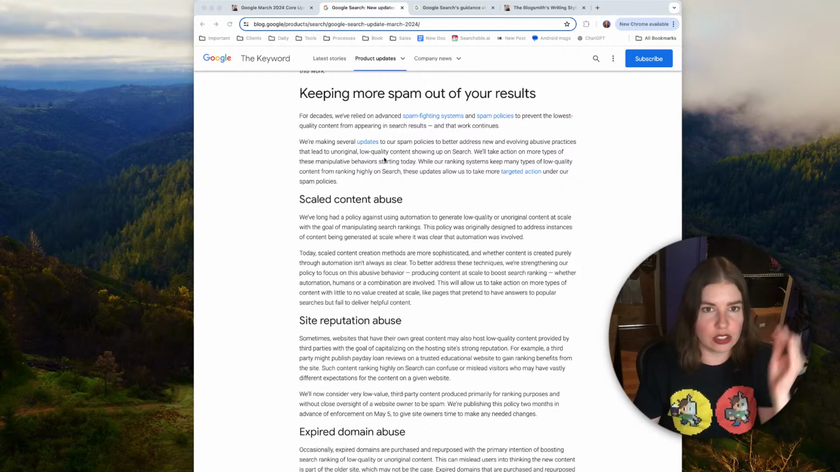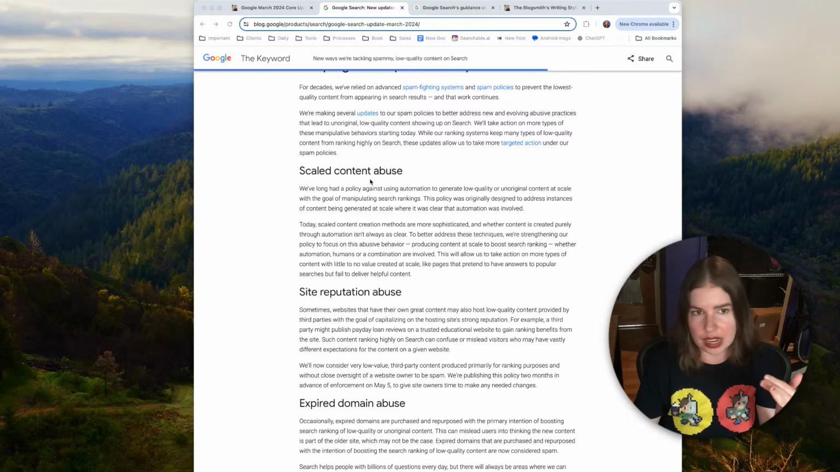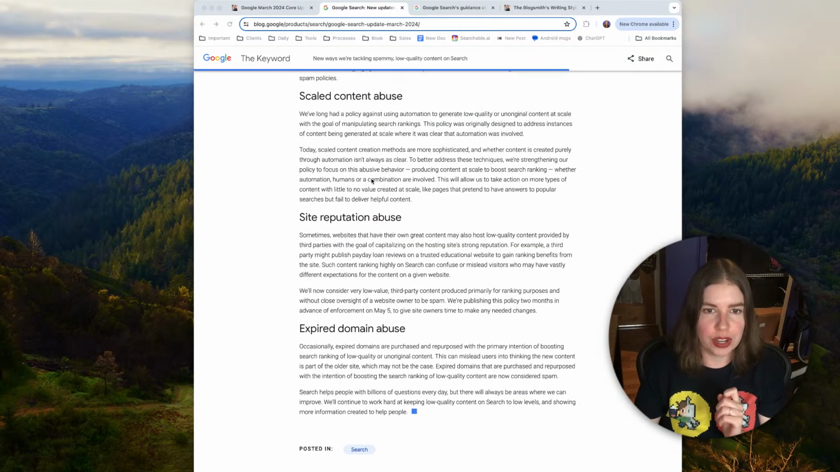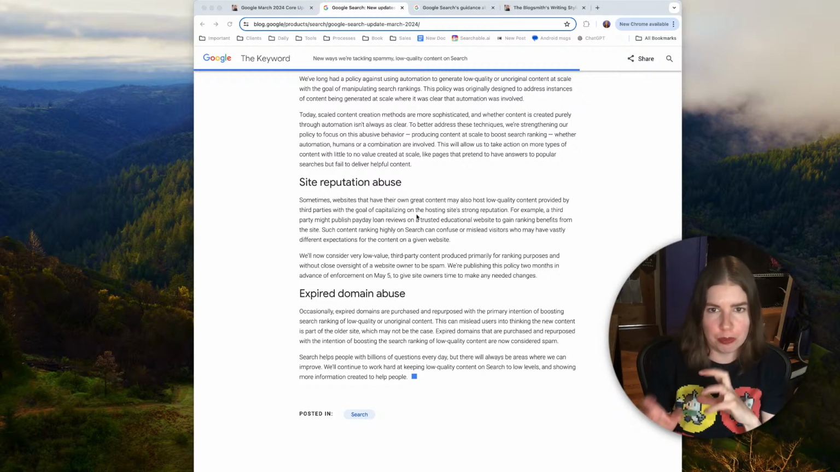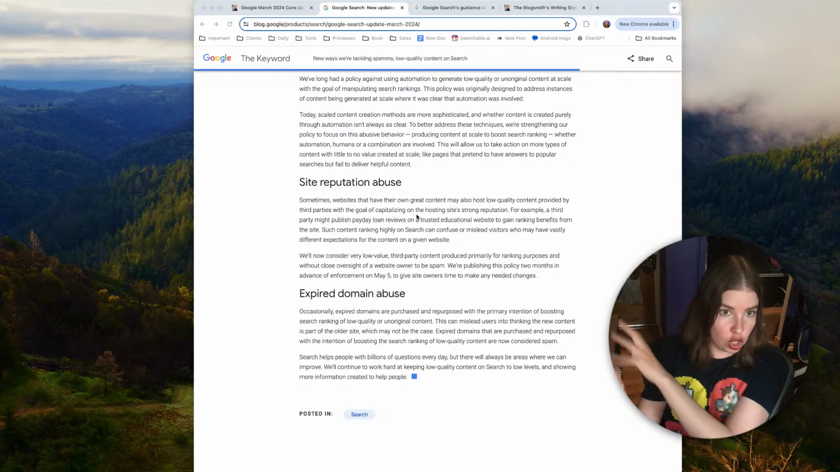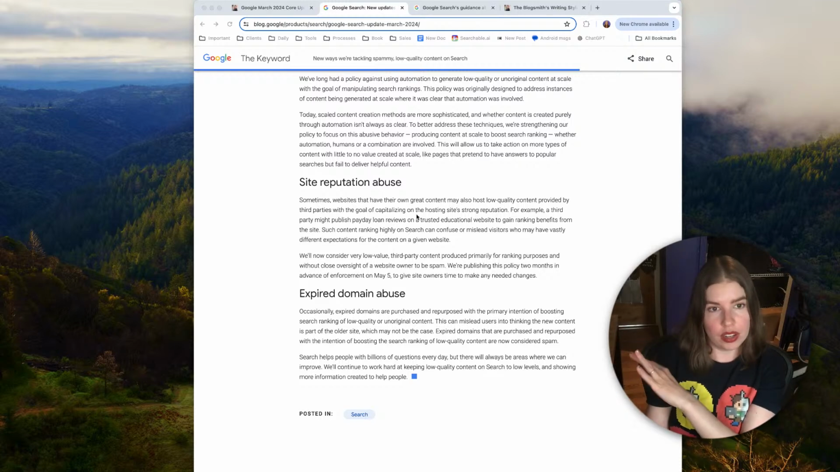I just want to get to the end of this list here of the different types of factors that you could be penalized for. Then we have this site reputation abuse situation here. They talk about it in terms of a third party posting low quality content on your website.